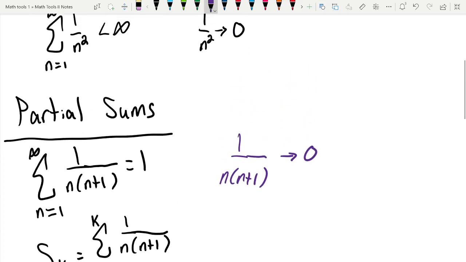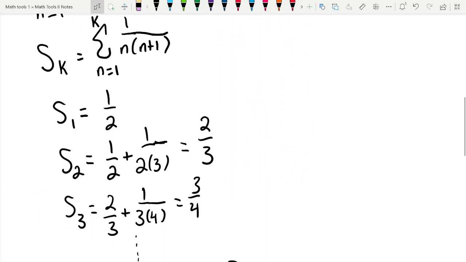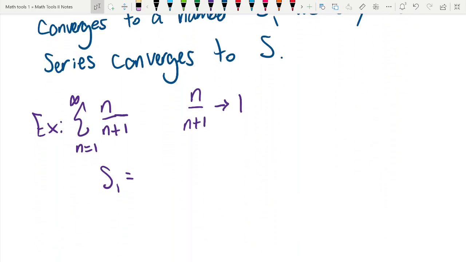It's not perfect, because as we saw here, 1 over n does go to 0, but yet it does not converge. And that one's a little more complicated, so that's why we're not looking at that one yet. But just from that alone, we should not expect this series to converge. So let's look at how we could see that.